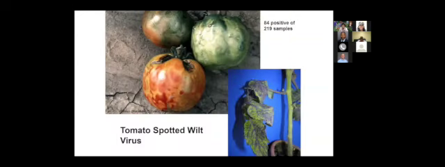And here's tomato spotted wilt virus, so the symptoms on the fruit and some typical symptoms on the foliage. You see the black or brownish netting on the foliage and some little spots, and then the plant wilts. Now, if the tomato plant acquires this virus when it's really young, it may never set fruit. If it acquires it when it's older, the fruit may look like this.